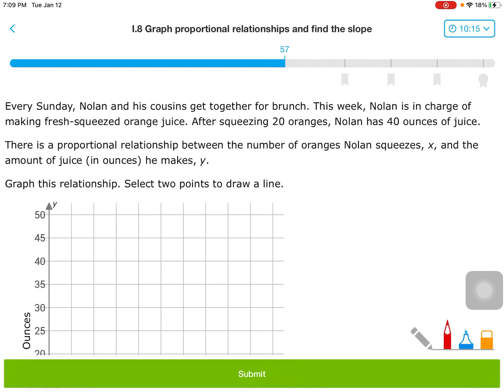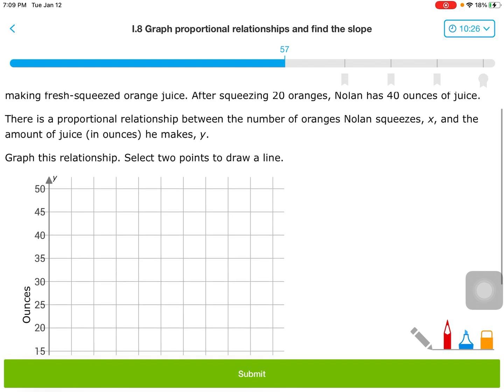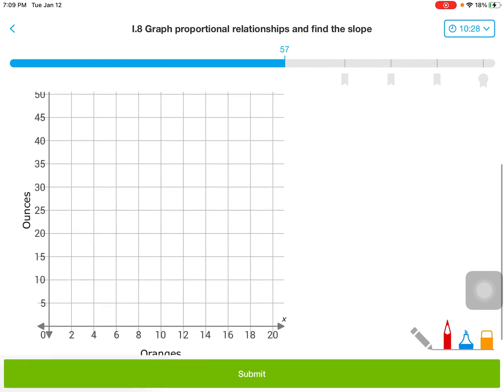All right, next, every Sunday, Nolan and his cousins get together for brunch. This week, Nolan is in charge of making the fresh squeezed orange juice. After squeezing 20 oranges, he has 40 ounces of juice. So 20 oranges to 40 ounces of juice. If I have 0 oranges, I have 0 juice.